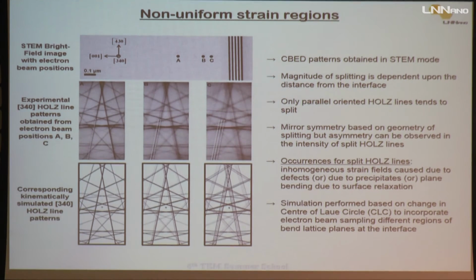And what is the reason for this splitting? The splitting of the Holsteins could be due to three causes. One is inhomogeneous strain fields caused by defects, but from our bright field image we can't find any defects at the interface, so we can eliminate that. Or it can be due to precipitates, and we can't see any precipitates in this bright field image. Or plane bending. So we can think that the splitting could be due to the lattice plane bending. Just by understanding, we consider that as our reason for this splitting, and we try to simulate the patterns.